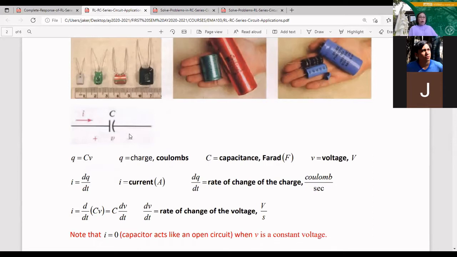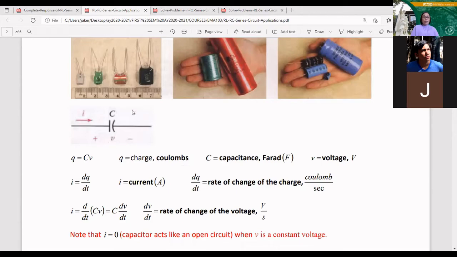Now, when we speak of our capacitor, there is this new electrical quantity that is associated with it, and that is the charge in the capacitor. Okay, the charge in the capacitor is equal to the product of the capacitance, having the unit farad, and the voltage. Okay, so the product of capacitance and volts gives you a charge in coulombs.